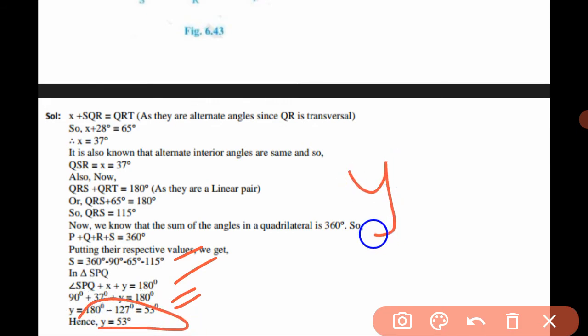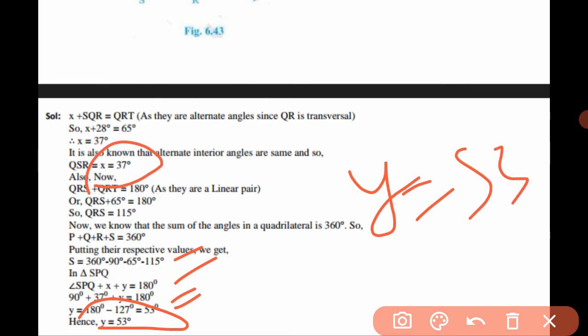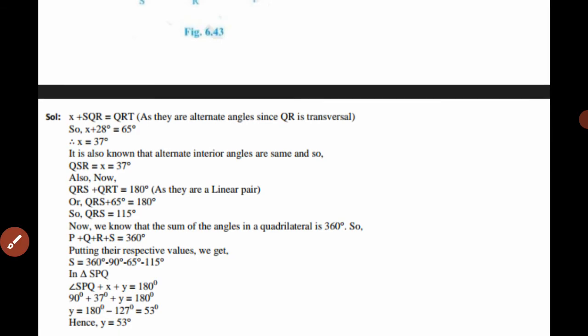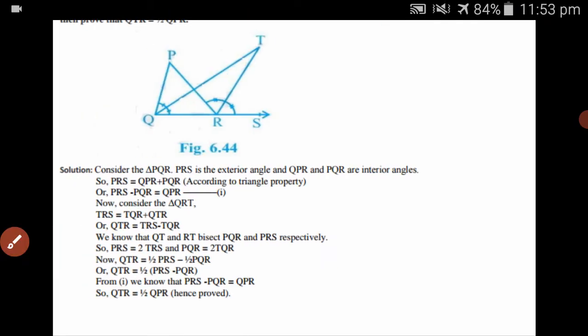So here Y equals 53 degrees, and X equals 37 degrees. So in this way we can find the values of X and Y. Now after this, see question number 6.